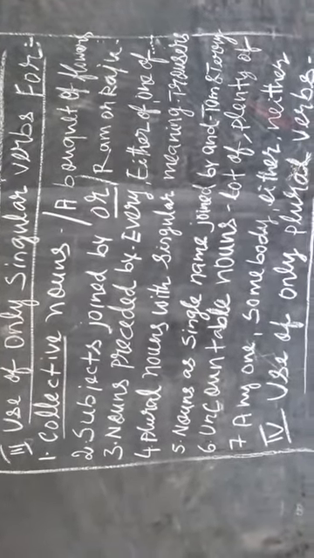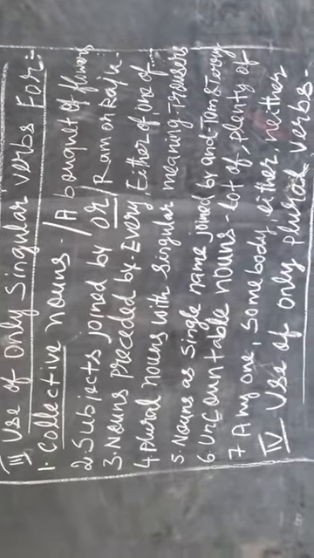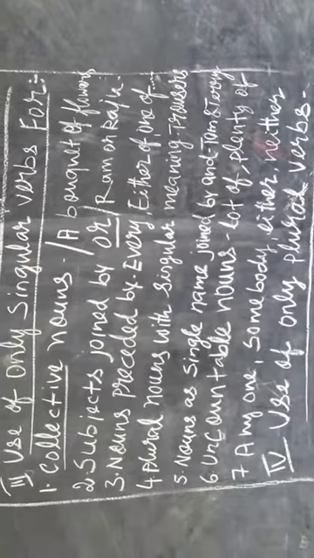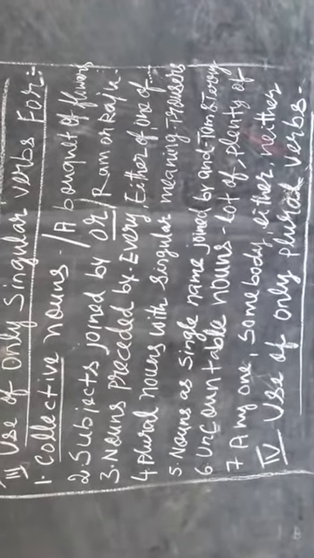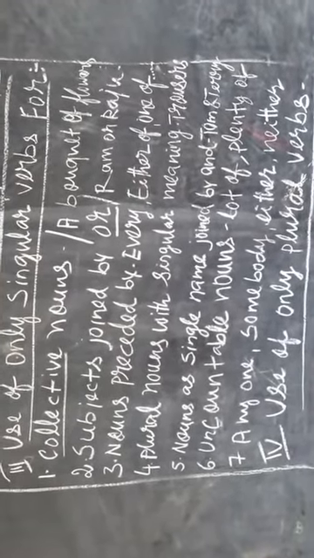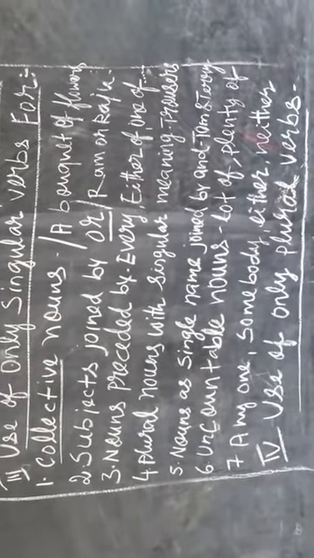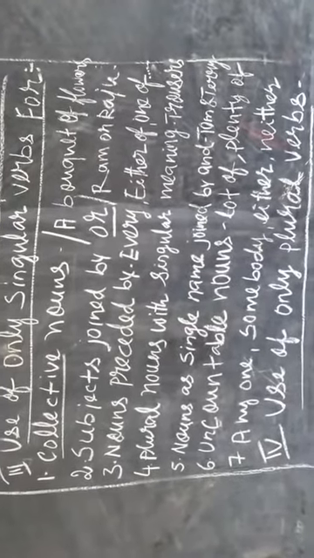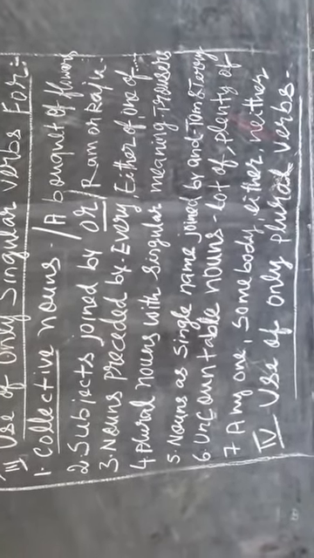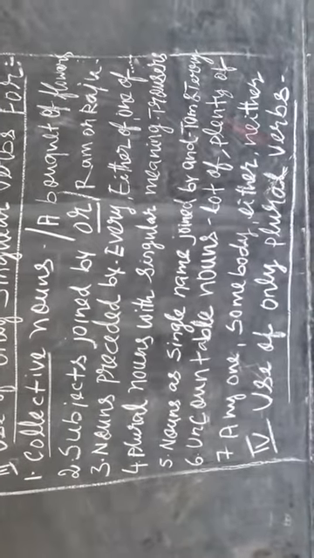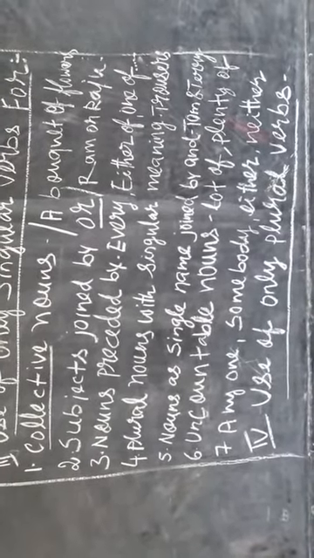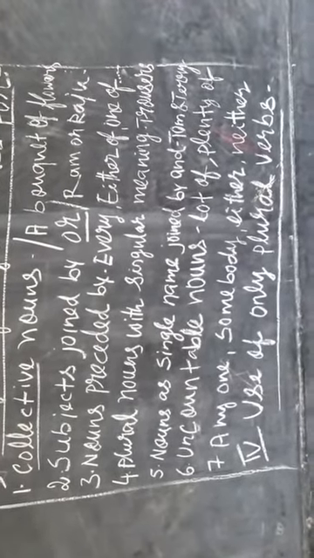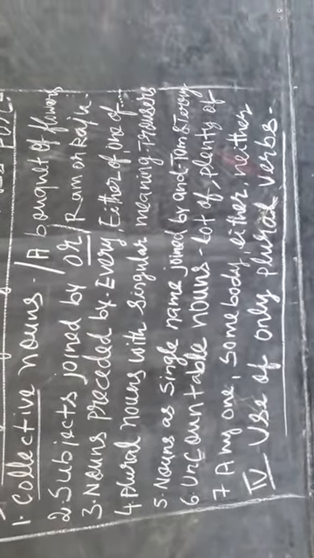In the third title, I said use of only singular verbs in the subject verb agreement. There are 7 of them. Already I have taught you 3 of them. Today I explain to you the rest 4 of them. Okay. So now you can keep writing. And the last set of words, that is use of only plural verbs, I will deal in the next class.